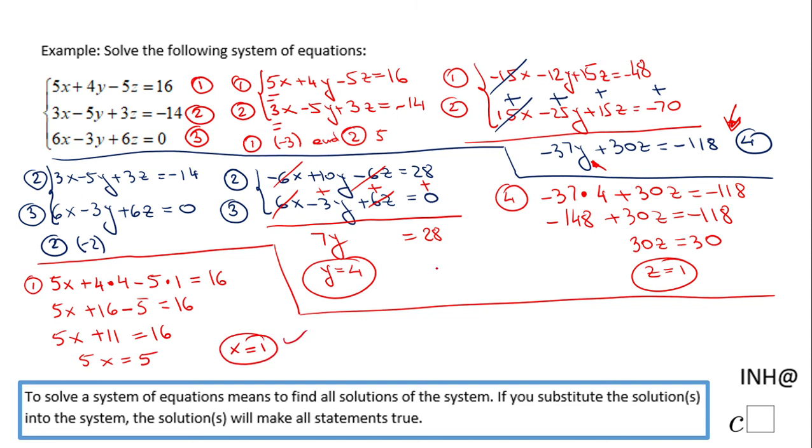So we have x equals 1, y equals 4, z equals 1. We can write the solution in this format. x is 1, y is 4, z is 1.